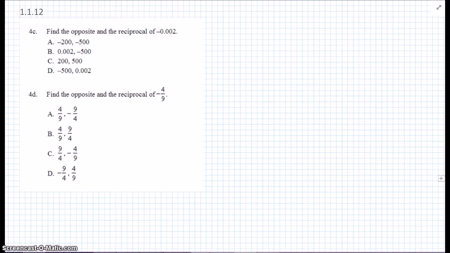Okay, the next two. I'll let you work these on your own for a second. So find the opposite and the reciprocal of negative 0.002 and find the opposite and reciprocal of negative 4/5. We'll pause it here and let you try to find it.